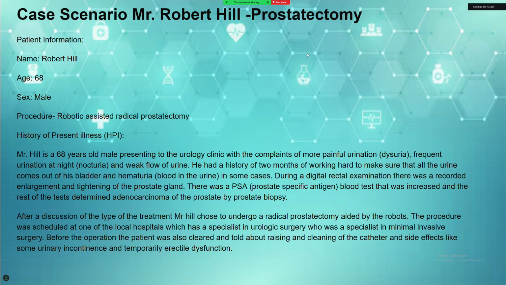A blood test showed his PSA level was 12.6 nanograms per milliliter, which is significantly elevated. A biopsy later confirmed the presence of prostate cancer, specifically adenocarcinoma. After discussing treatment options, Mr. Hill decided to undergo a robotic-assisted radical prostatectomy. His surgery was scheduled with a urologist trained in minimally invasive techniques.